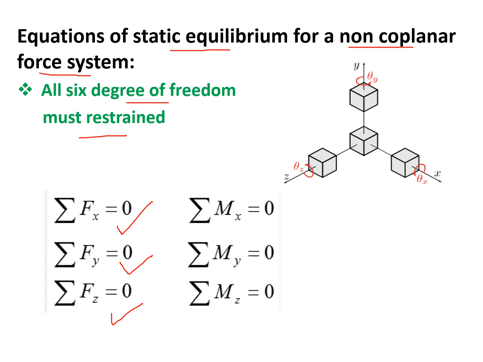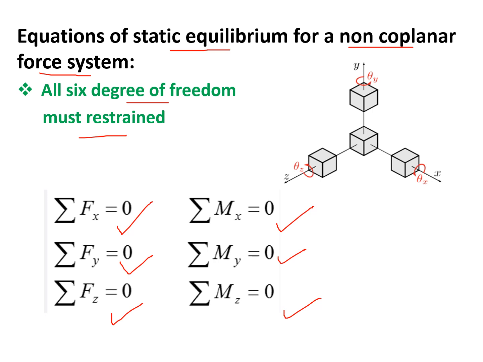So if we have net x direction force 0, net y direction force 0, and net z direction force 0, it means we restrain all three translations of that body. And now about the rotation. If the net moment about the x-axis is 0, the net moment about the y-axis is 0, and the net moment about the z-axis is 0, it means we restrained all three rotations also. So the equations of static equilibrium for a non-coplanar force system mean we restrain all 6 degrees of freedom.